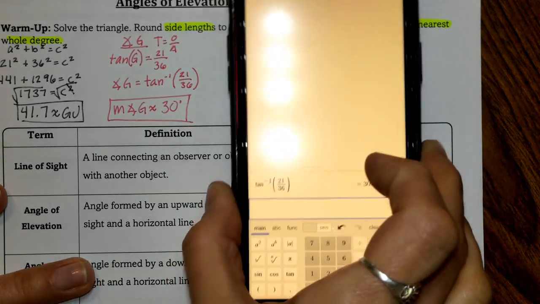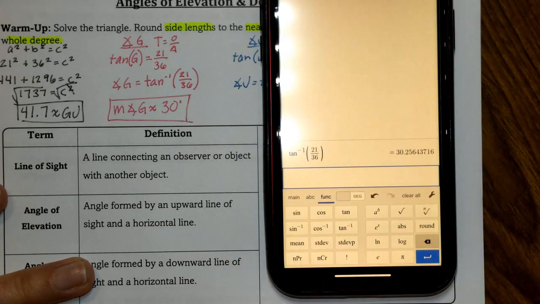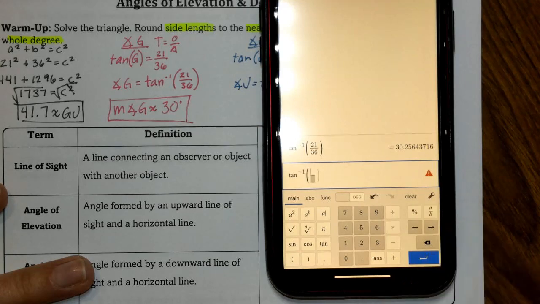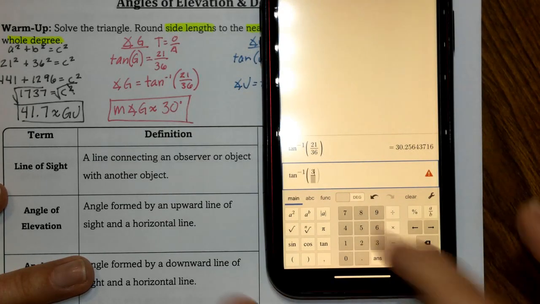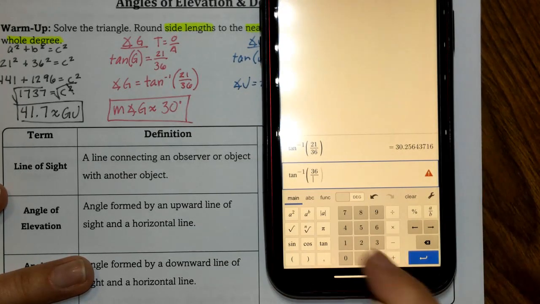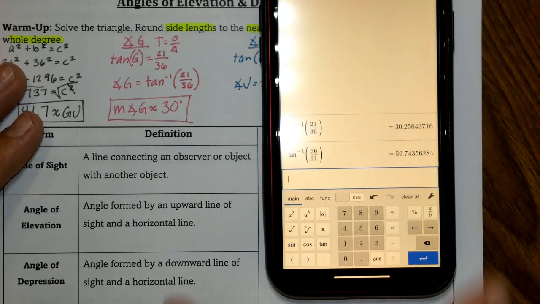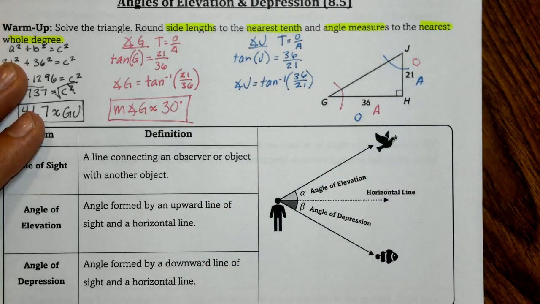So again, on the Desmos, we're going to go to the function button, inverse tangent, back to main, my a over b, and we'll type in the 36, go down to the denominator and type in the 21. And we're going to find out the nearest whole number is approximately 60 degrees.